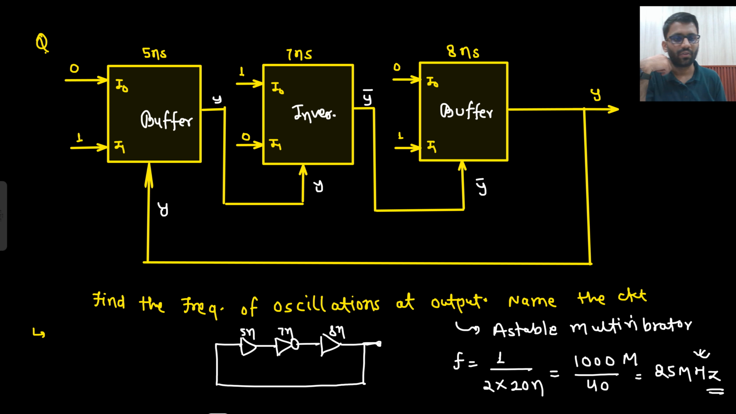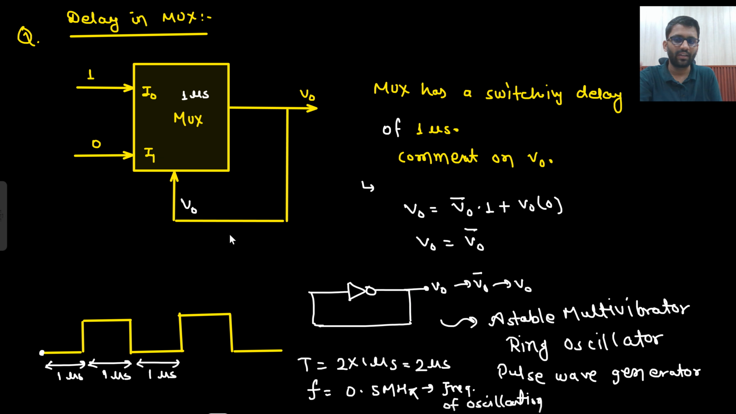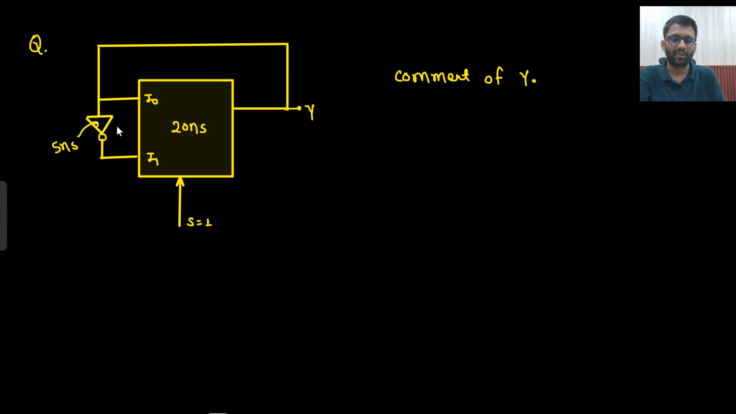So these kinds of questions can come in your examination. This has come in the GATE examination. This has also come in the GATE examination. This has also come in the GATE examination. Comment on why. Tell the frequency of oscillations. Tell whether it is an astable multivibrator or not.